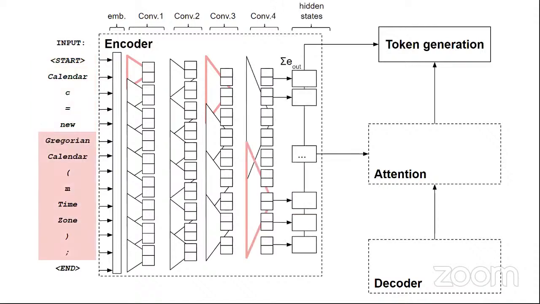Finally, we go to the fourth layer, and it has an even larger kernel size. In this example, it's useful to encode more distant relations, and it can cover relations between the function name, Gregorian calendar, and its parameters, M time zone. So you can see the use of CNNs can encode relations at different levels of granularity much more easily than an RNN layer would.